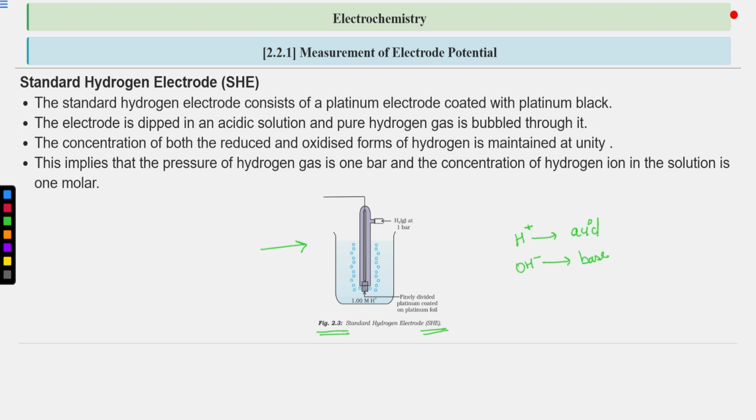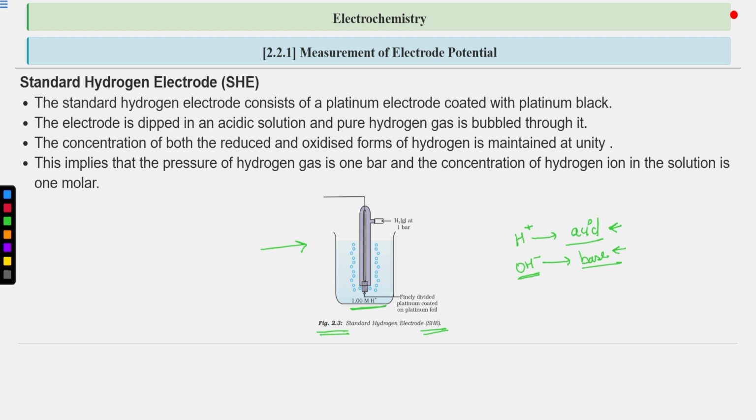We have different definitions for defining acids and bases, but for the basic idea, if we are talking about H positive, that means we are talking about an acid, and if we are talking about OH negative, the hydroxyl ion, that means we are talking about a base. Here the electrode is dipped in the acidic solution, which means it has H positive ions inside it. It is also given that 1 molar of H positive ions is present in this solution.